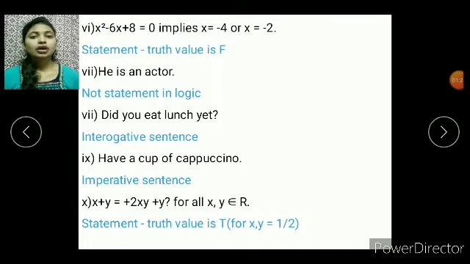8. Did you eat lunch? This is an interrogative sentence. 9. Have a cup of cappuccino. This is an imperative sentence.